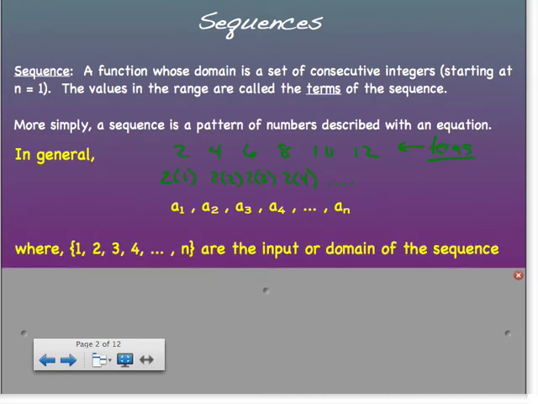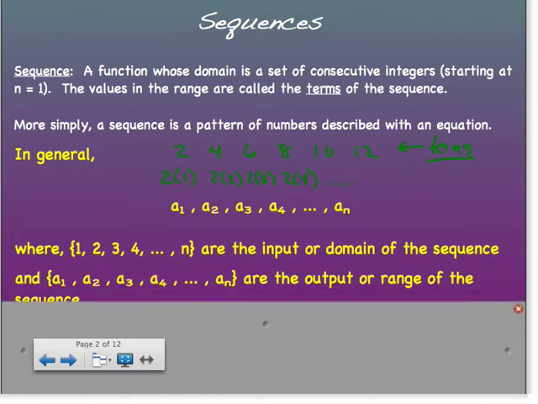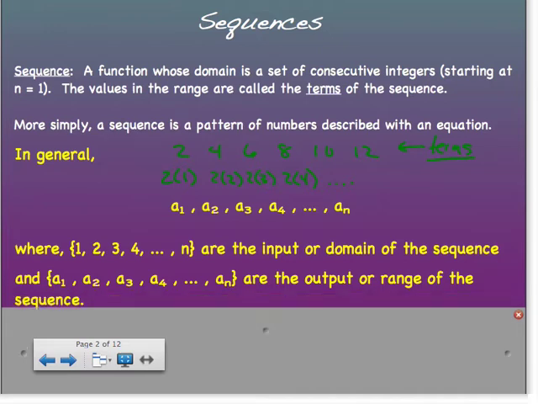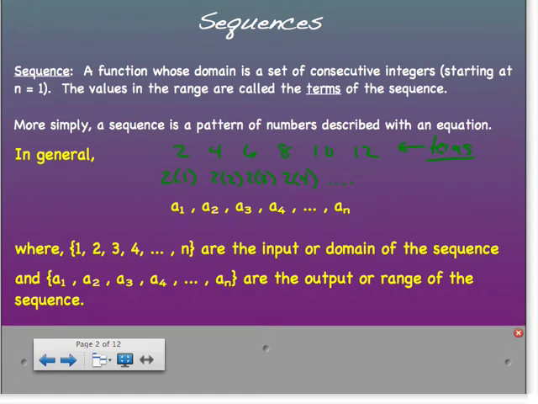So a sub 1, a sub 2, a sub 3, a sub 4, all the way up to a sub n, is where 1, 2, 3, 4, all the way up to n are the input or the domain. We talked about this already, where 1, 2, 3, 4, 5, etc. are the domain or the input. And the set a sub 1, a sub 2, a sub 3, a sub 4 are the output or the range of the sequence. So you're always going to plug in 1, 2, 3, 4, 5, 6, 7.